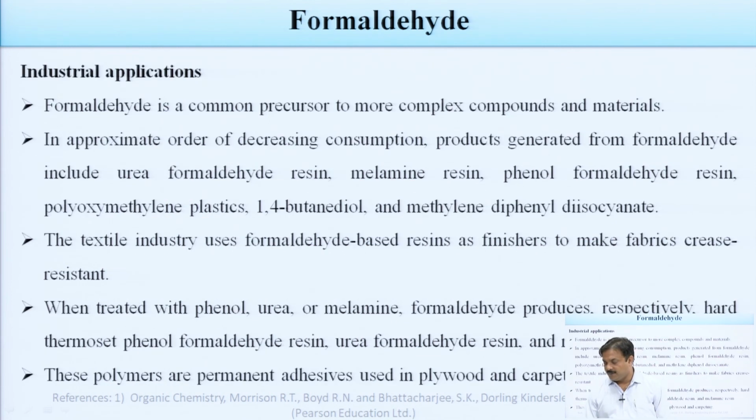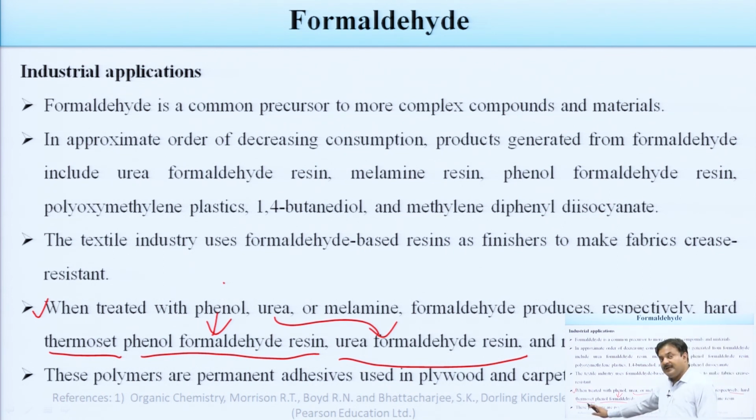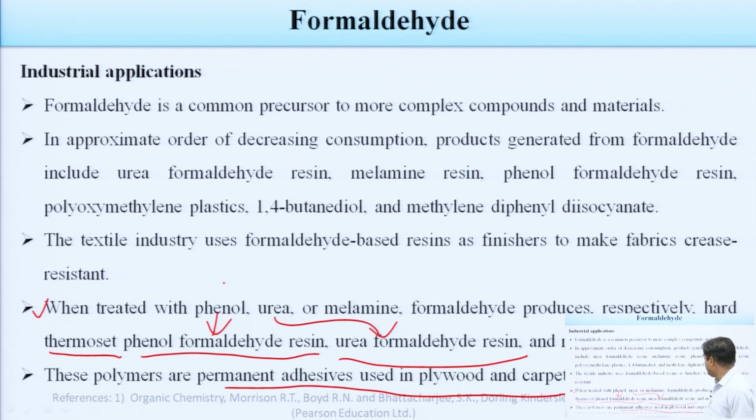Another important point is that when treated with phenol, urea and melamine, formaldehyde produces respectively hard thermoset resins, such as phenol formaldehyde resin, which have tremendous use in industry. When treated with phenol, it gives phenol formaldehyde resin, when treated with urea it gives urea formaldehyde resin. These polymers prepared from formaldehyde are permanent adhesives used in plywood and carpeting.